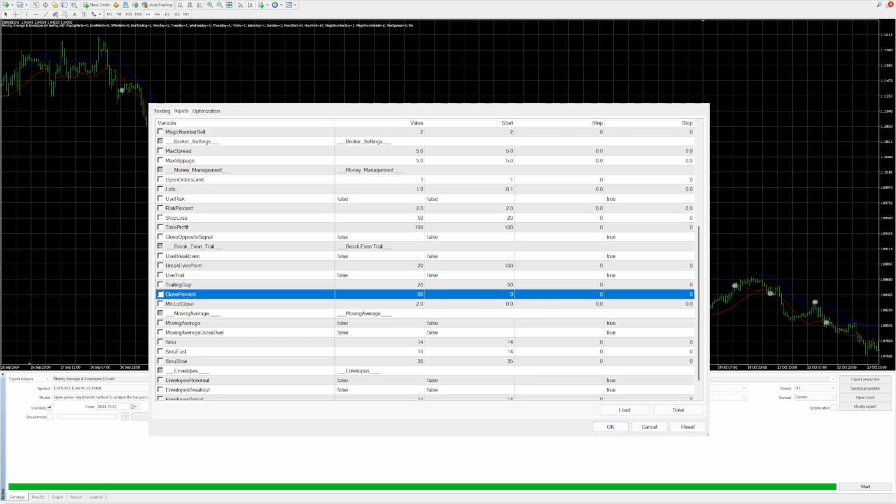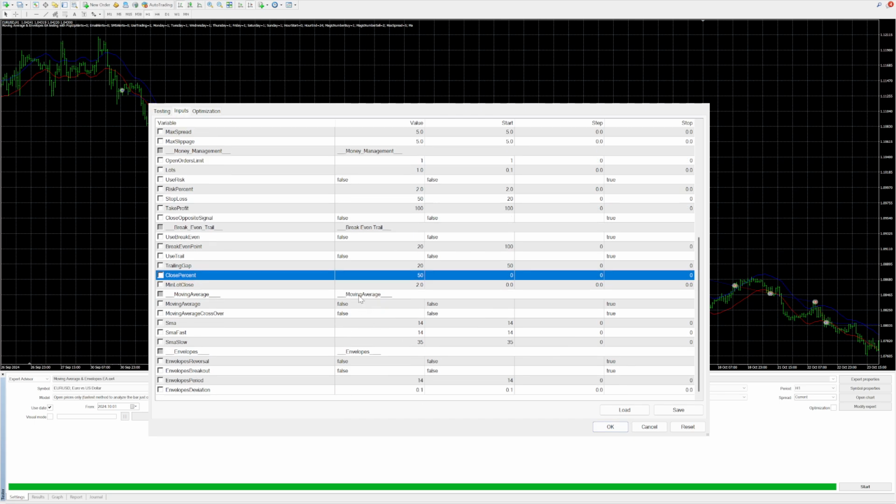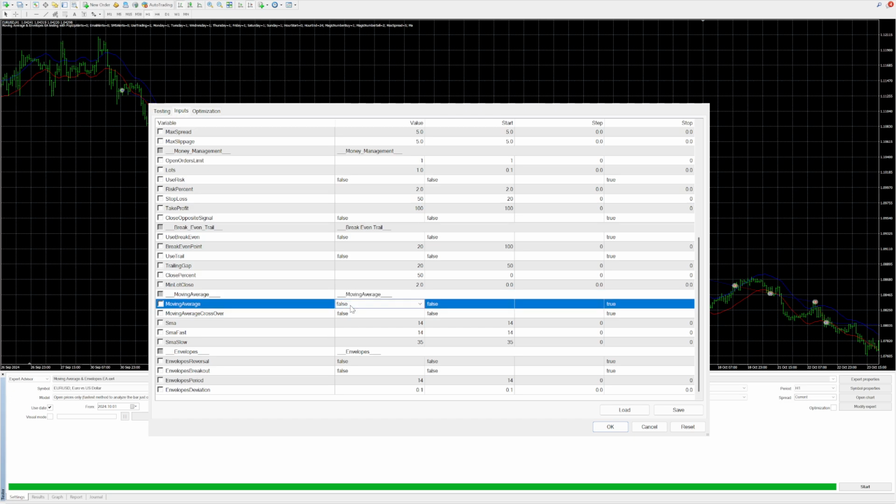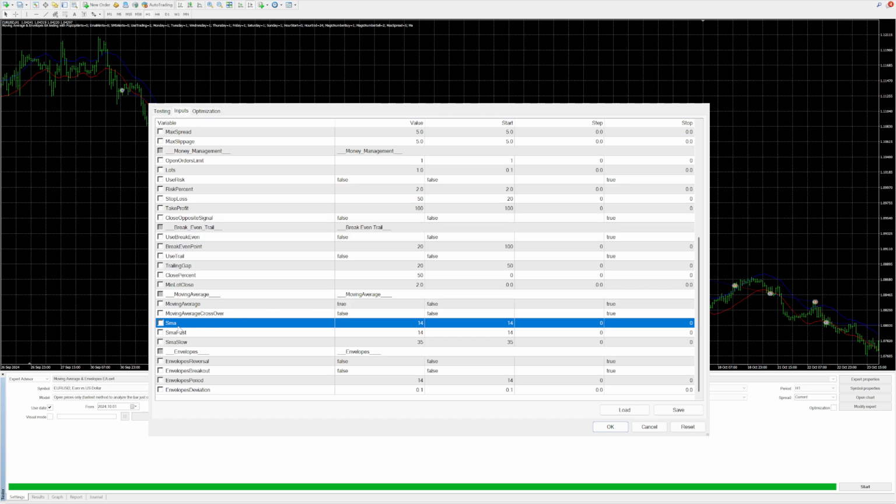Okay, so if we move on down, you've got these, the indicators. Basically, this is what's used for entry and exits. Moving average. So if you set the moving average to true, basically if the price is above the SMA value here, it's a simple moving average, the EA will send a buy signal. If it's below, it'll be a sell signal.